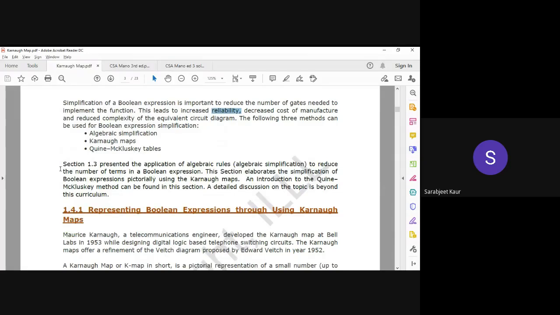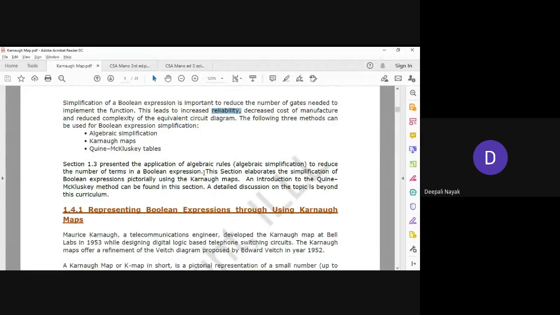This talks about the other e-lesson that I developed for Boolean algebra. It presented the application of algebraic rules to reduce the number of terms in a Boolean expression, which you've already seen. This section elaborates the simplification of Boolean expressions pictorially using Karnaugh maps.